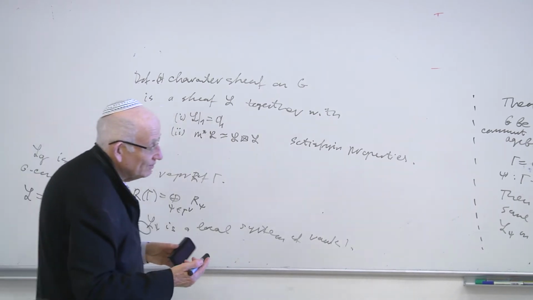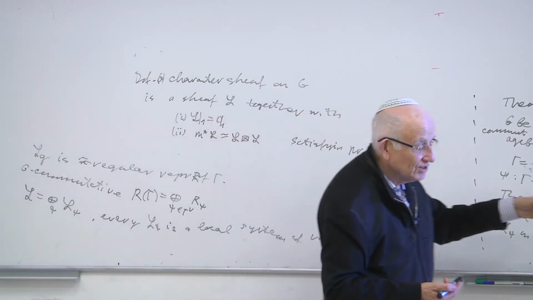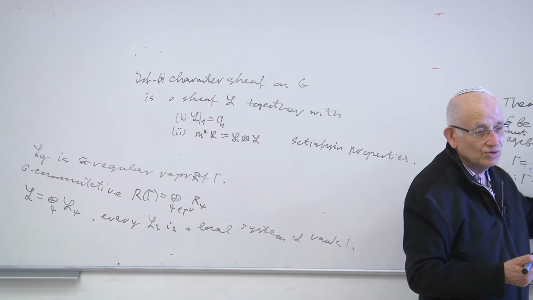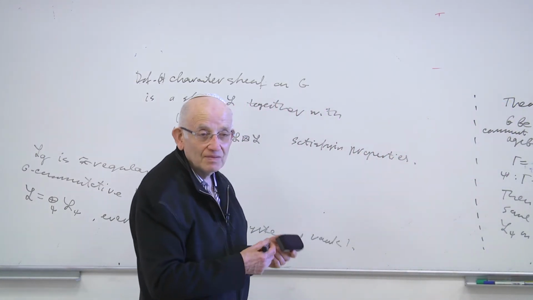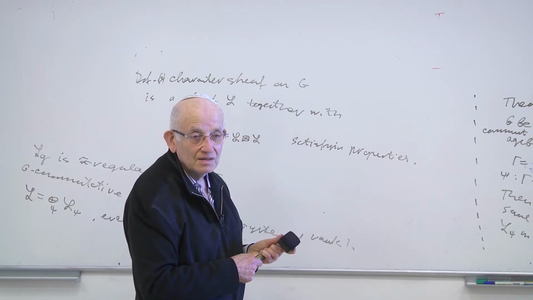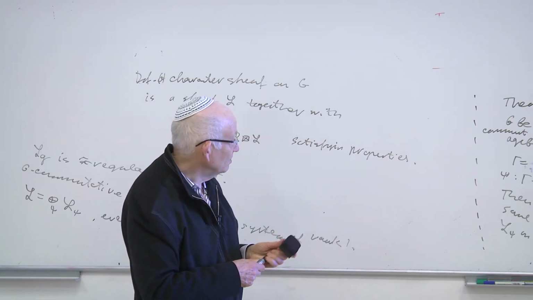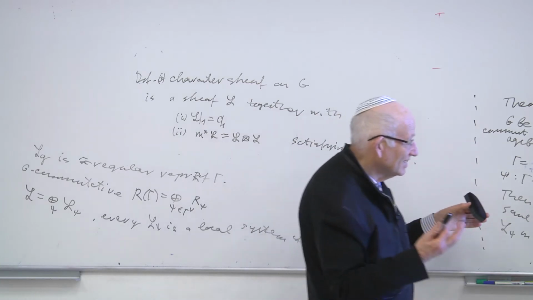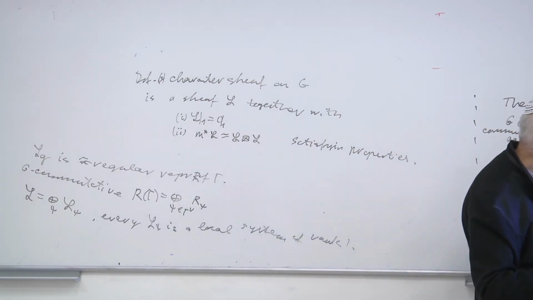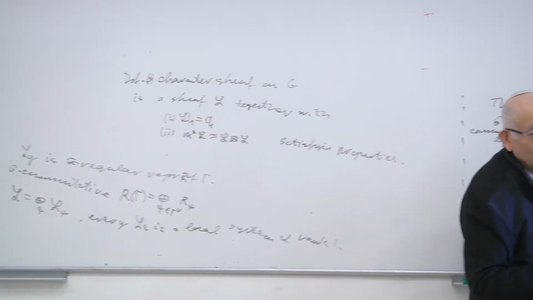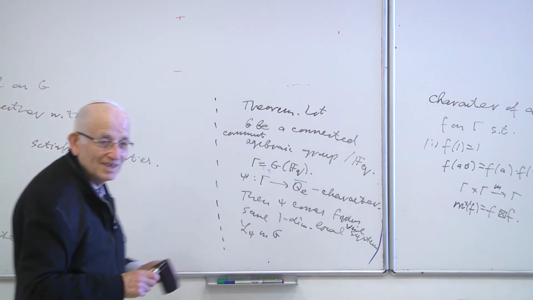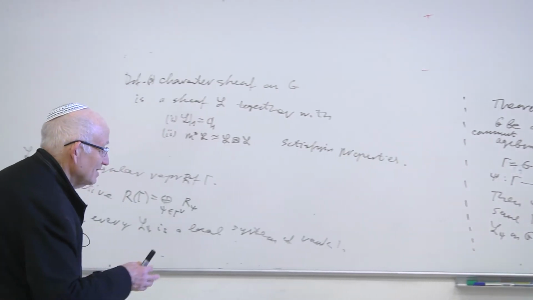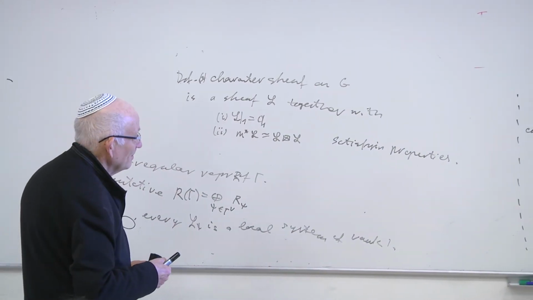So this is something which you don't need for functions. For functions, it's automatic. For shifts, you need this condition. Do you need anything with respect to inverse? No, you don't need it. Just as in usual groups, if you know that f of 1 is equal to 1 and f of ab is equal to f of a times f of b, this gives you what you want. So it's the same thing.